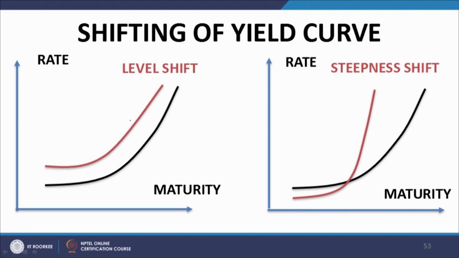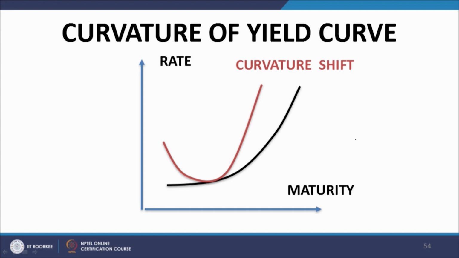Here you can see that there is a change in the steepness of the curve. The short term interest rates have declined. You can see here the brown curve is the changed curve or the shifted curve, and you can see here that the long term interest rates have increased, and that is resulting in an increase in the steepness of the yield curve. Of course, there can be a situation where there is a decrease in the steepness of the yield curve as well. Here you can see there is a change in the curvature of the yield curve. The short term rates and the long term rates both are increasing, whereas the intermediate term rates are approximately unchanged.